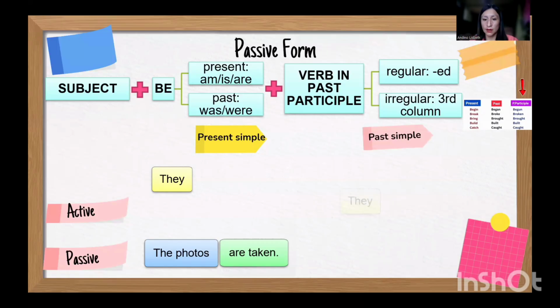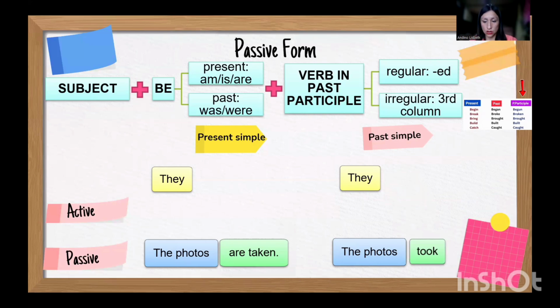And in past simple, we have they took the photos. So you need to rewrite the photos, took, but you need to change to were taken. You need to use the to be verb in past. That is, in this case, the photos is the personal pronoun they. So you need to change where is used with they.